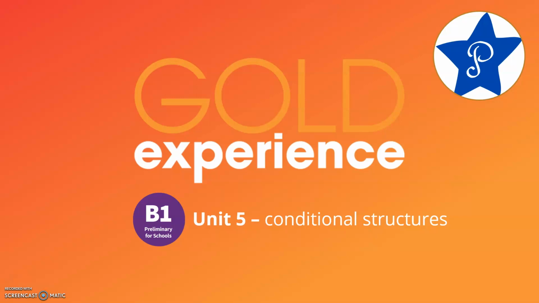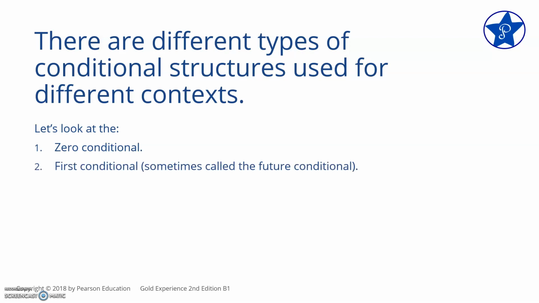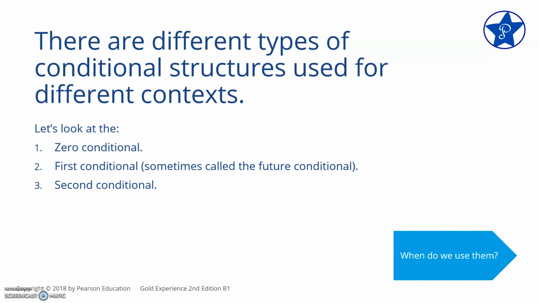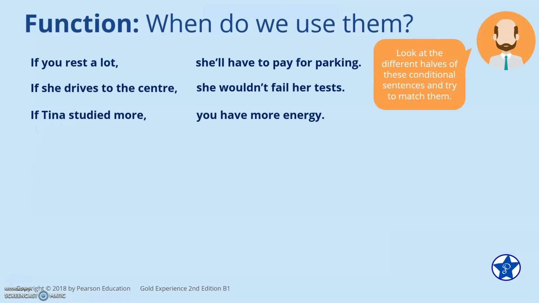My name is Paulina, and in this grammar video we're going to learn how to talk about conditional structures. There are different types of conditional structures used for different contexts. In this video we will have a look at zero conditional, first conditional, and second conditional. So, first of all, let's have a look at when we use them. Look at the different halves of these conditional sentences and try to match them.